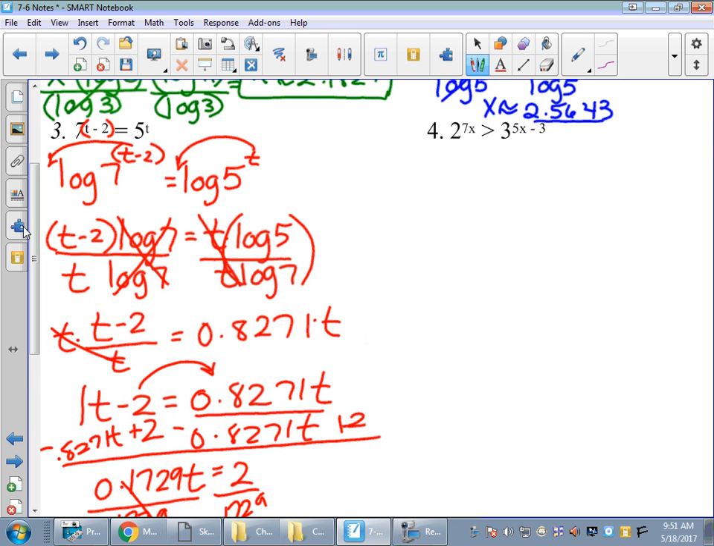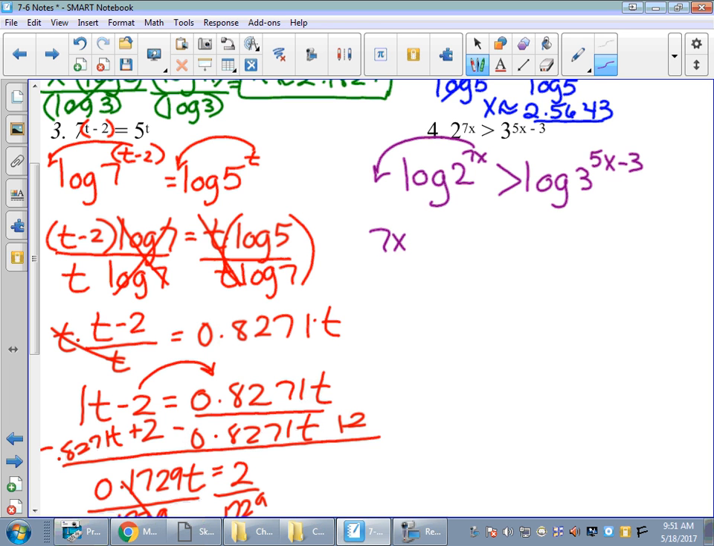All right, we have an inequality. The inequality works the same way as it always did before. So when I do the inequality, I'm going to bring in common logs. Log of 2 to the 7x is greater than log of 3 to the 5x minus 3. Bring down your variable, 7x times log of 2, and then bring down your variable using the power property, 5x minus 3, that quantity, times log of 3.